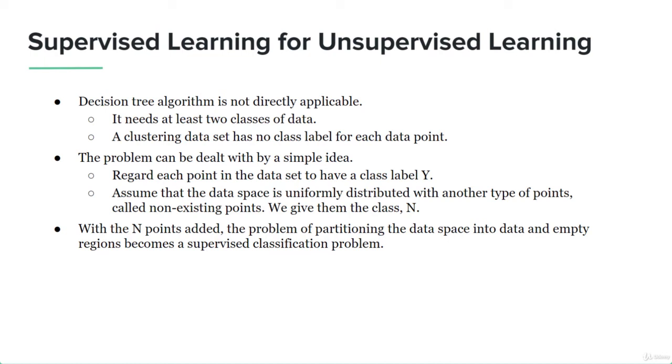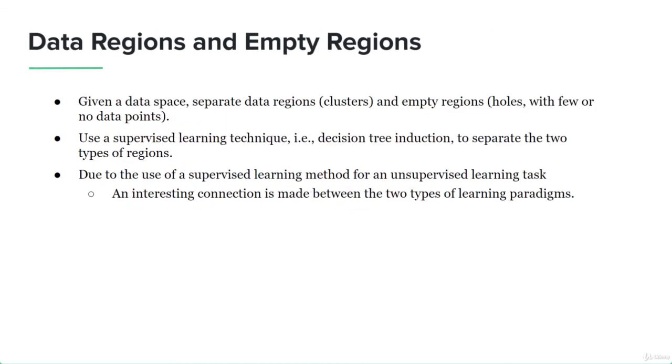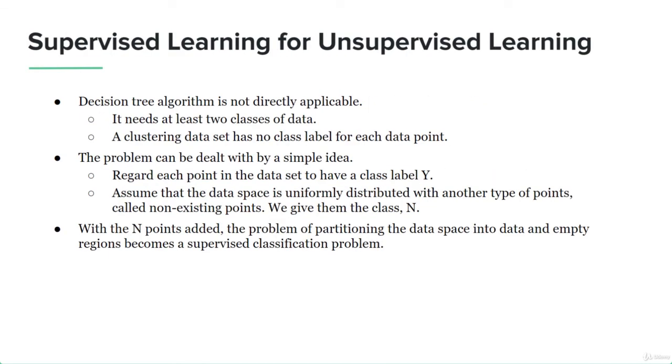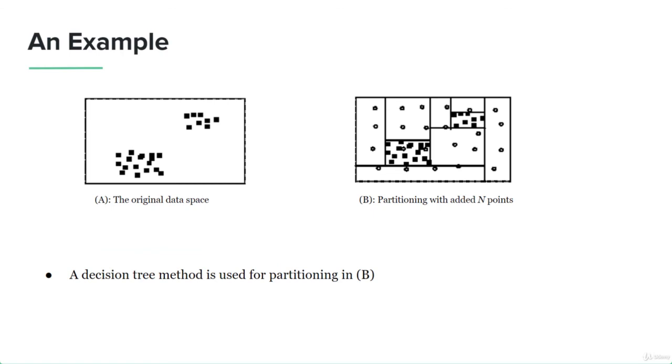Then we assume that the data space is uniformly distributed with another type of points called non-existent points. We give them the class n. With the n points added, the problem of partitioning the data space into data and empty regions becomes a supervised classification problem. Now we can use a decision tree to separate these two regions. Looking at this example, we have two clusters here. This is the original data space. Then we partition it with the added n points. A decision tree method is used for the partitioning, and we add points which are non-existent. They don't exist, but we add them to turn this unsupervised learning problem into a supervised learning problem.